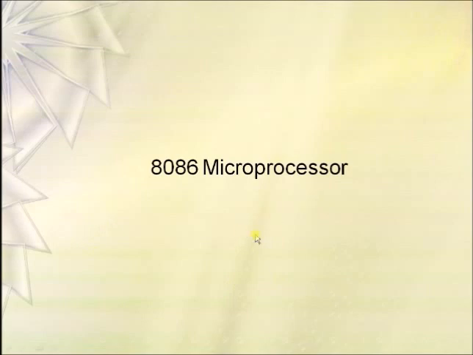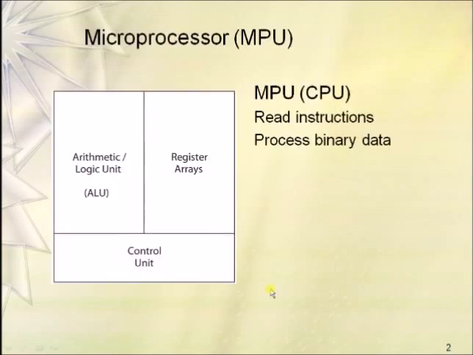So any device which is performing some task on the given inputs and producing the output will be considered as a processor, and that device size is very small. That is why it is called a microprocessor. Okay, let us see what are the general blocks which are present inside a processor.